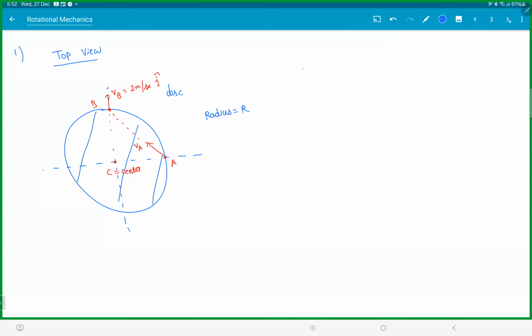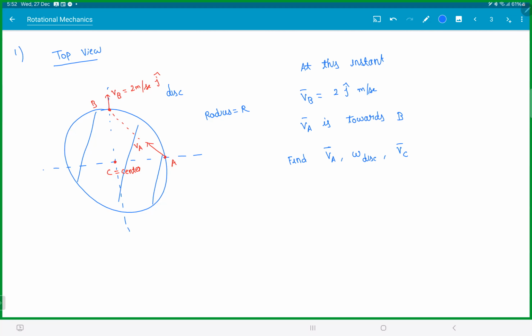So at this instant, velocity of B is 2 meter per second J cap. Velocity of A is towards B. Find velocity of A, find omega of the disk, and find velocity of the center.